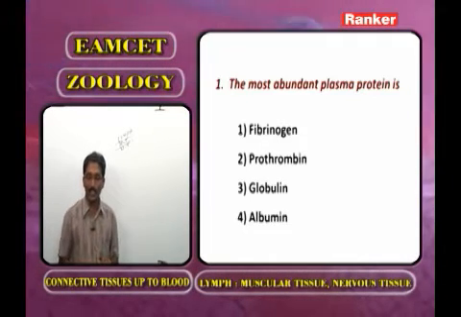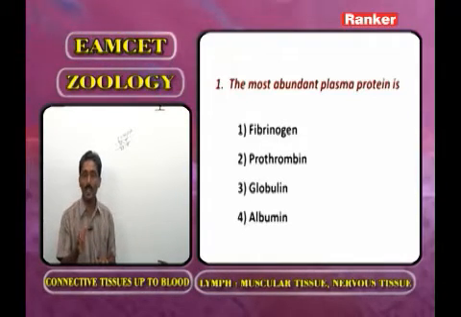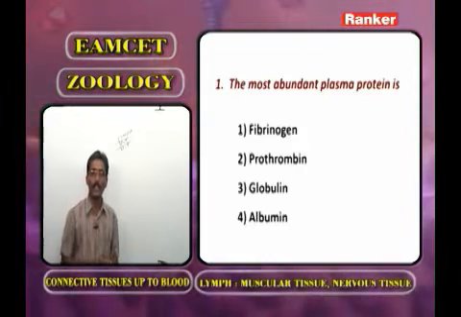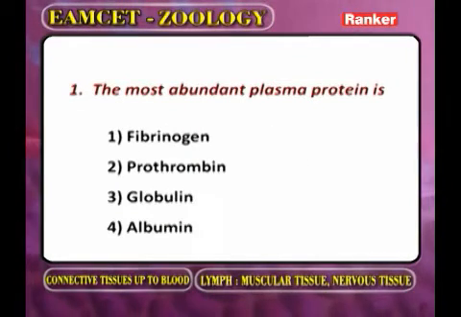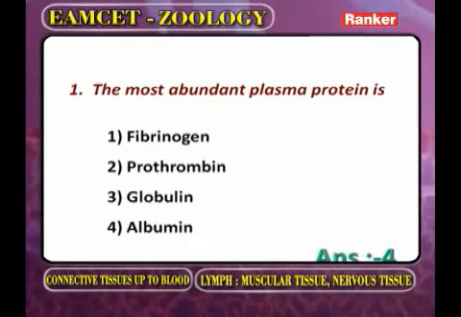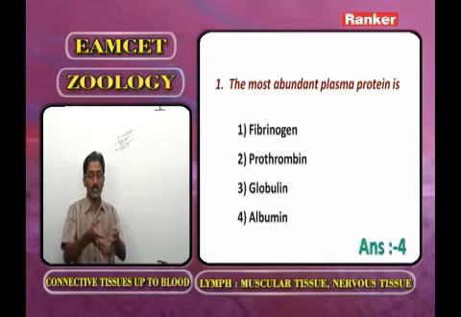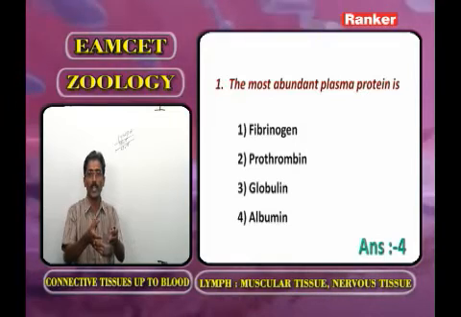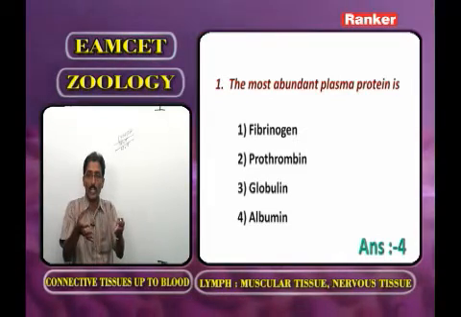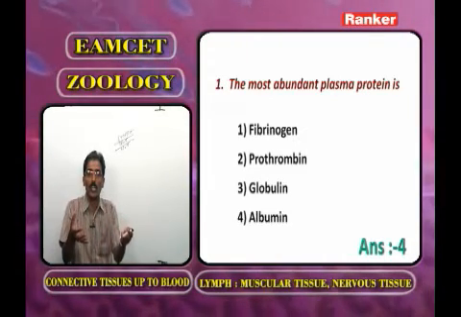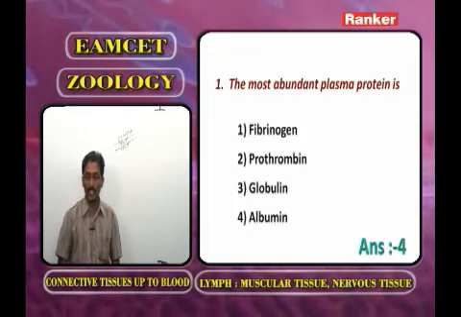Now you have to identify the most abundant plasma protein. One we call fibrinogen, second one prothrombin, third one globulin, and the last one albumin. Now what is the correct answer for this question? That is the fourth option, albumin. If albumin level falls down, the tissues accumulate fluid and undergo swelling. The swelling of tissues we call edema. Now we go for the next question.